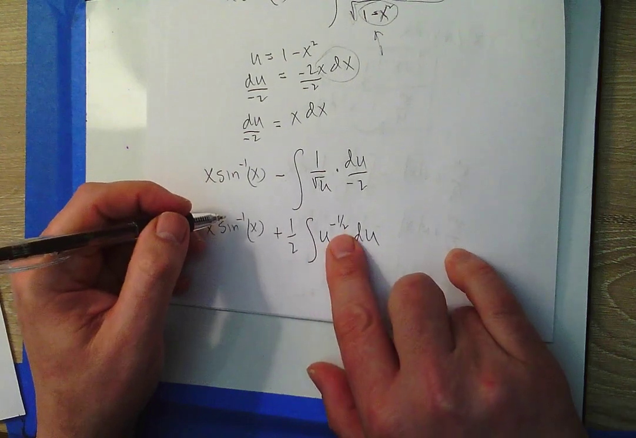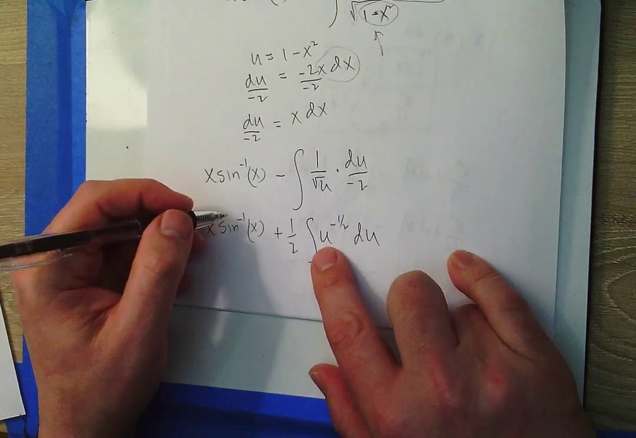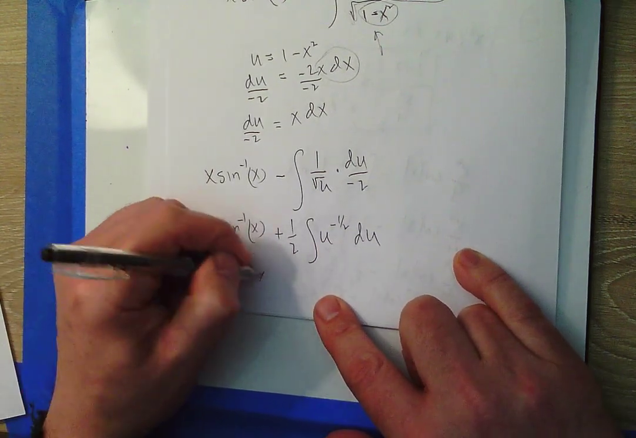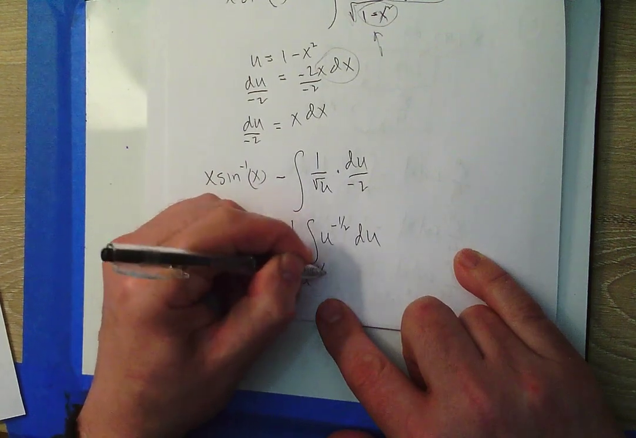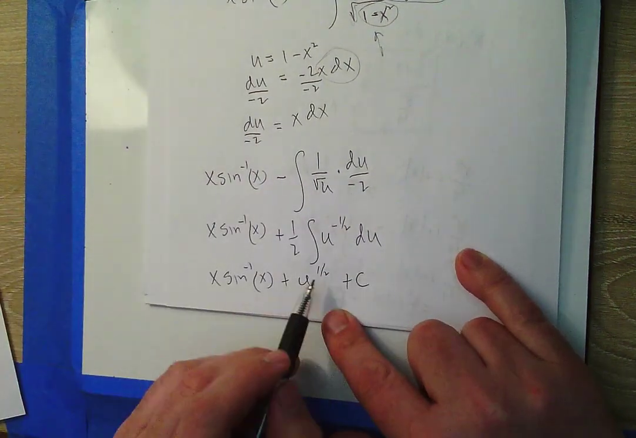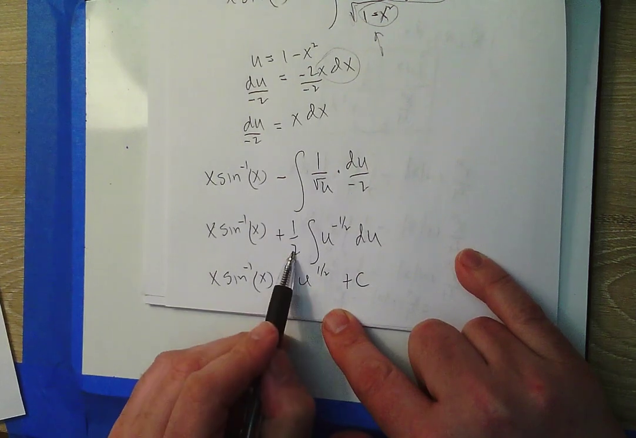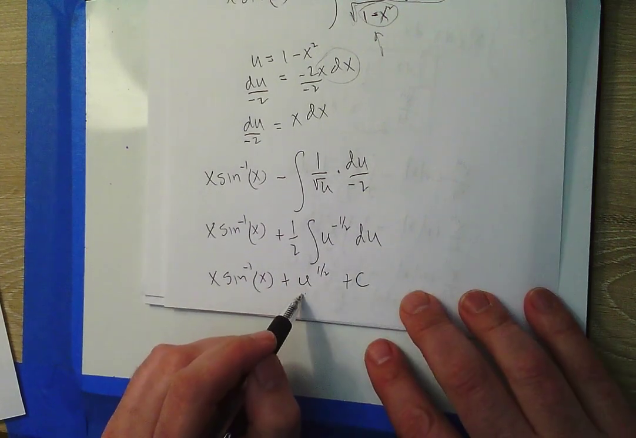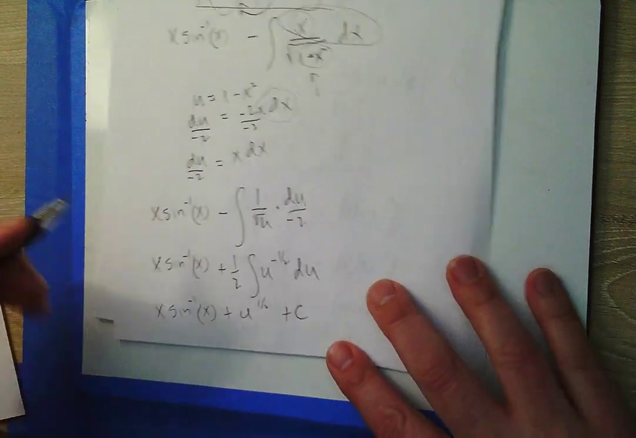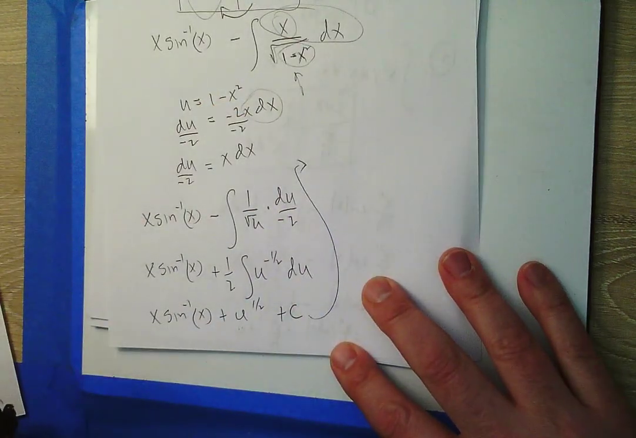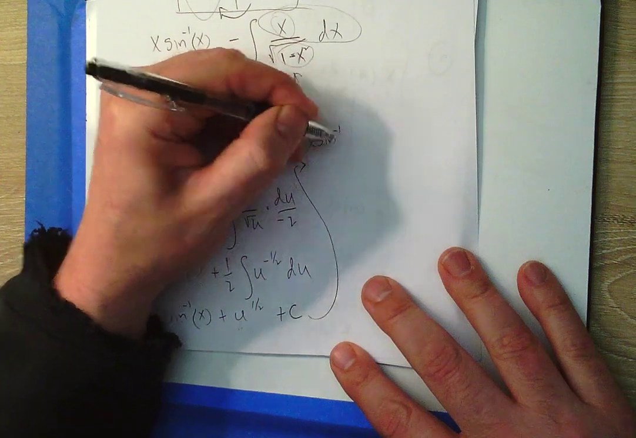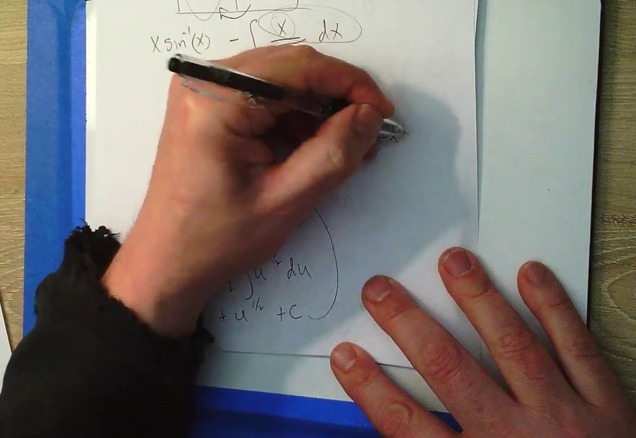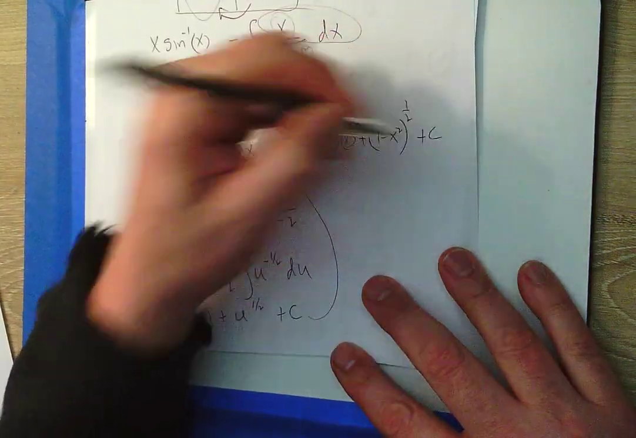Well, look, 1/2 u to the minus 1/2, that's the derivative of u to the 1/2. So x sine inverse x plus u to the 1/2 plus c. Check it out. If I take the derivative here, the 1/2 comes down, nice, and I subtract 1 from here. Perfect. Don't forget to sub back in your 1 minus x squared here. And so our final answer is x sine inverse x plus 1 minus x squared to the 1/2 plus c.